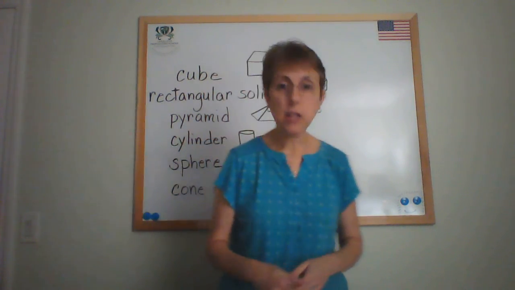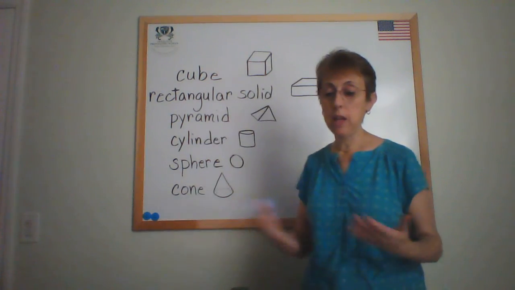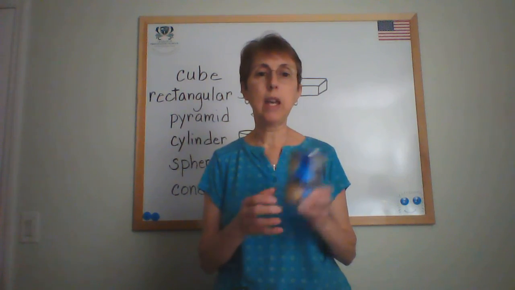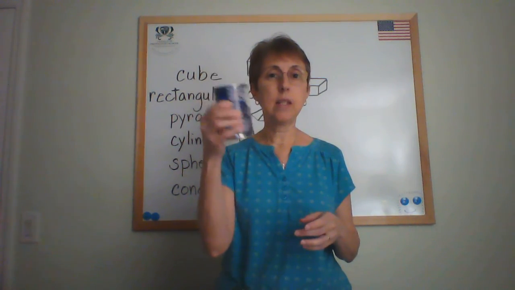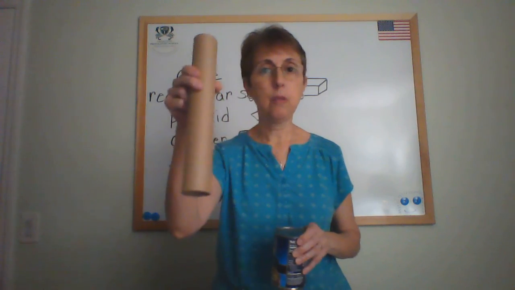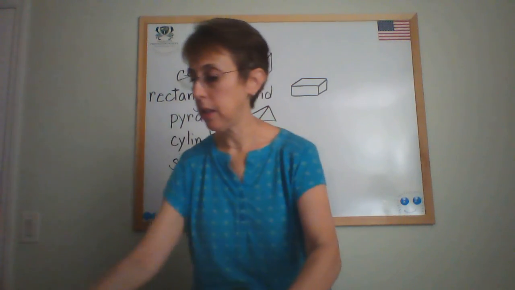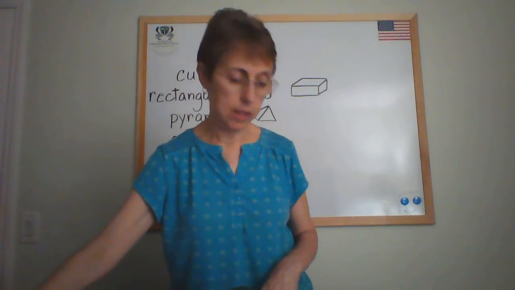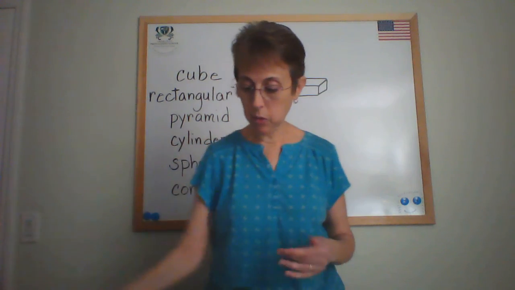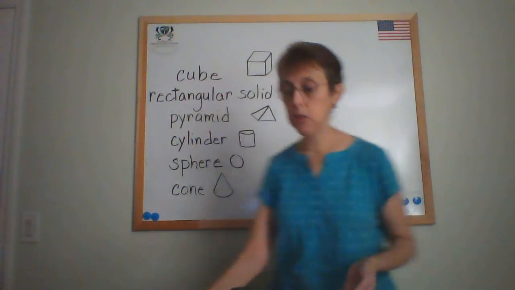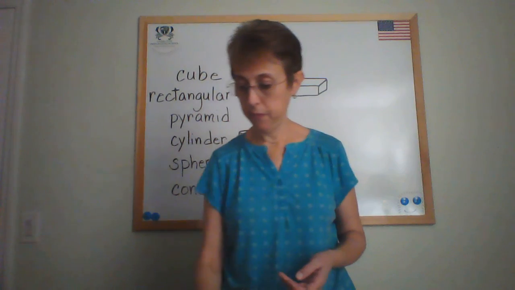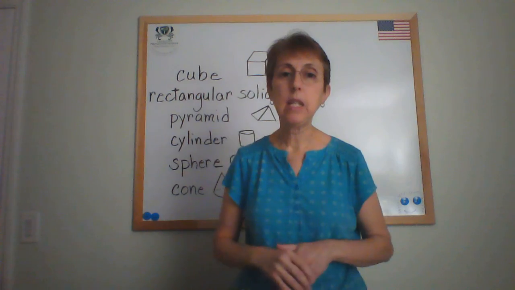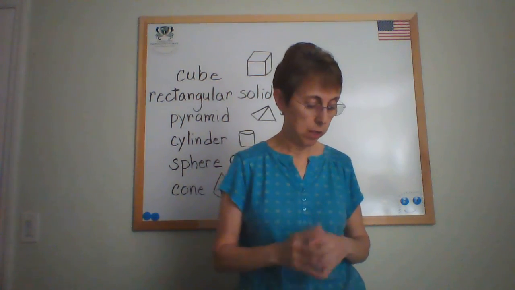Next we have a cylinder, and the example that they always give you is a can. In your book I think they mentioned a can of soup. So a can is a cylinder. Your empty paper towel roll is a cylinder. Here's another cylinder. Cylinders are so easy to find at home. Next, of course, a sphere. A sphere, a ball, an orange. Again, pretty easy to find sphere-shaped objects at home.